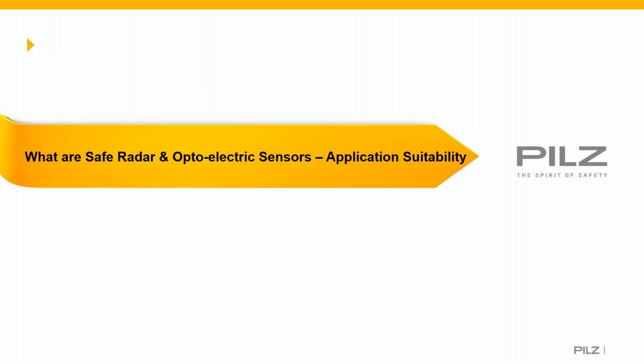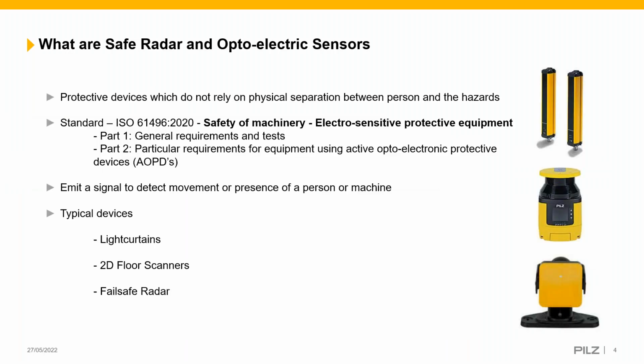So what are safe radar and optoelectric sensors? They're generally protected devices which do not rely on a physical separation between the person and the hazard. So there's nothing that's actually going to stop you going through.